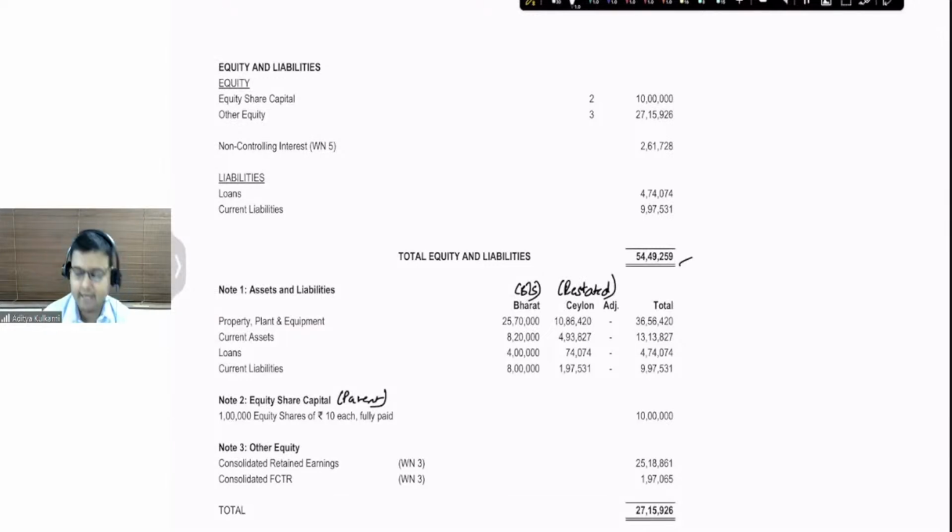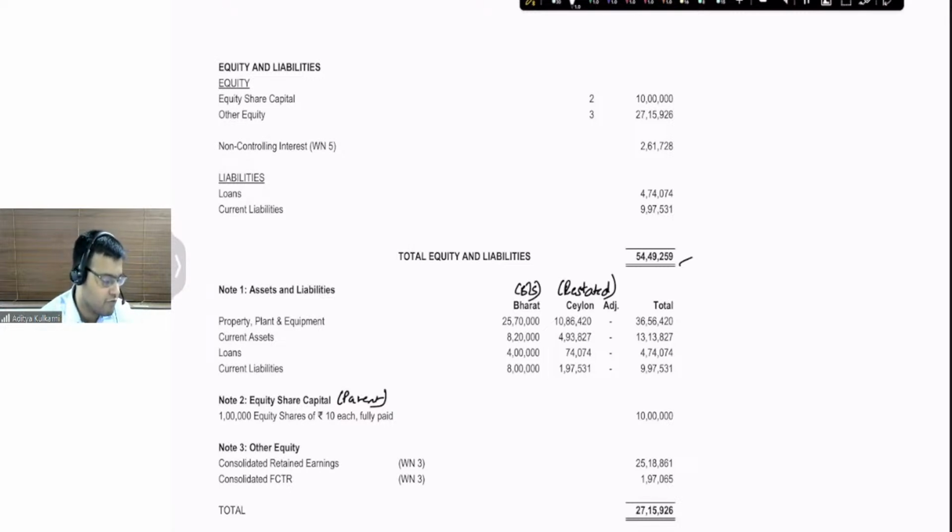You should be getting a tallied balance sheet on account of consolidation. So that is how you will do the consolidation process. So what all things are you going to take care of when you are doing the consolidation?